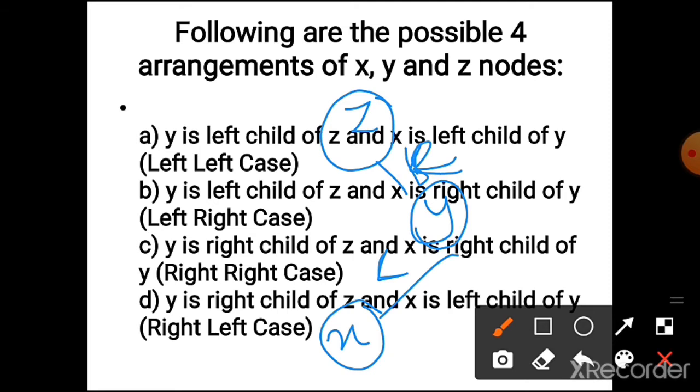Here we are using all these cases. We only need to rebalance the subtree rooted with Z. So here Z is the unbalanced node, so we need to rebalance the subtree rooted with Z, and the complete tree becomes balanced as the height of the subtree is restored after the appropriate rotation.